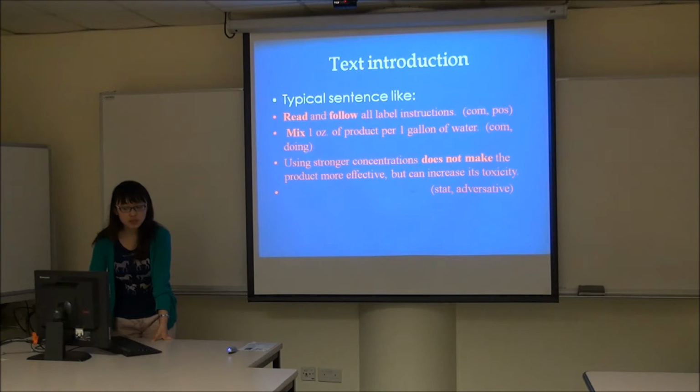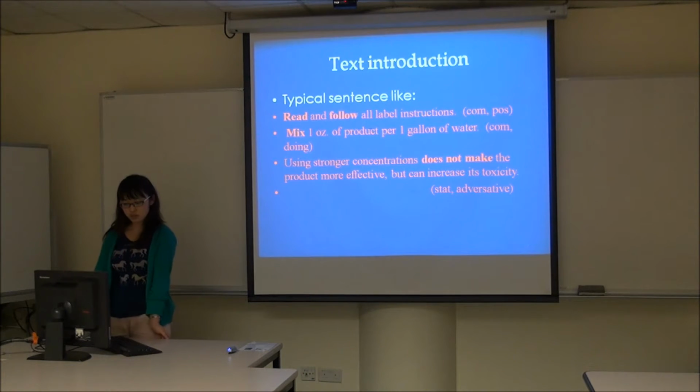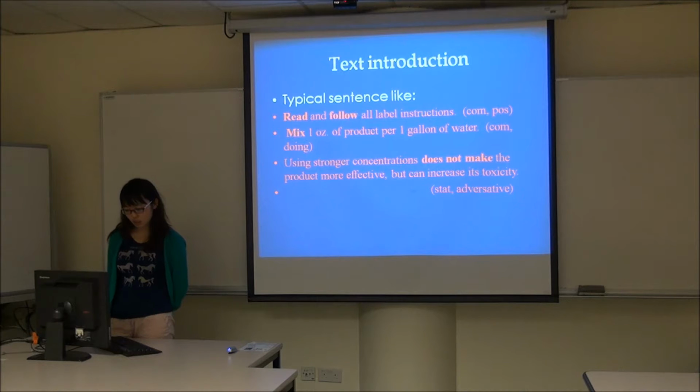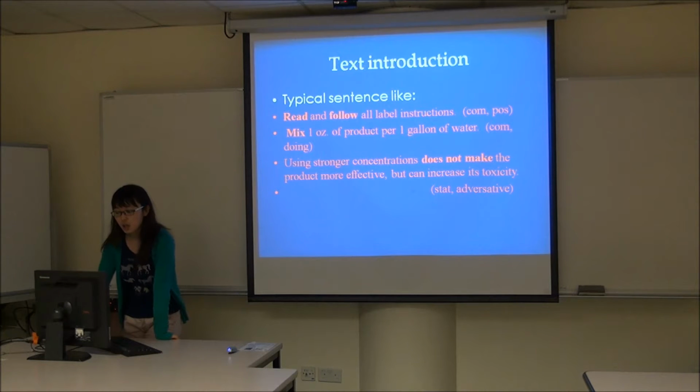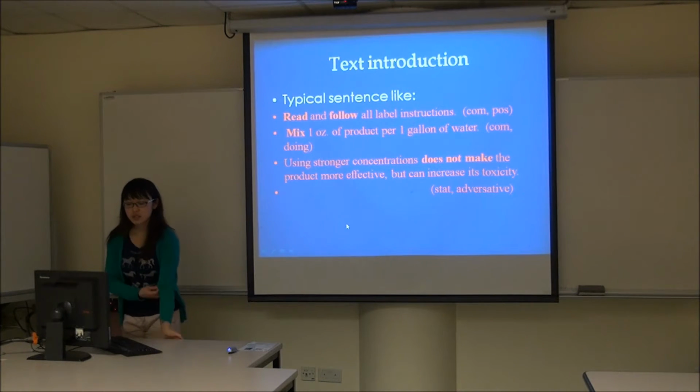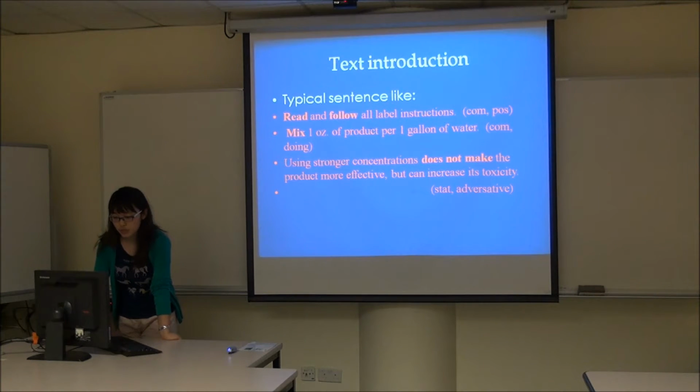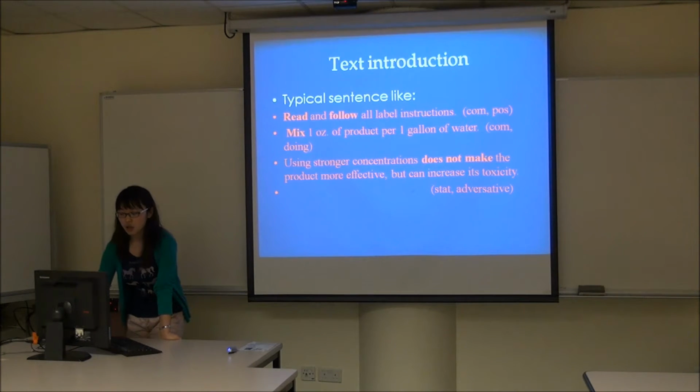And here are some typical sentences in these texts, like: read and follow label instructions. Make 1 ounce of product per gallon of water. Using stronger concentrations does not make the product more effective but can increase its toxicity. You see, in these sentences, the speech function, the polarity, the conjunction words, and the type of figure are stated up here.